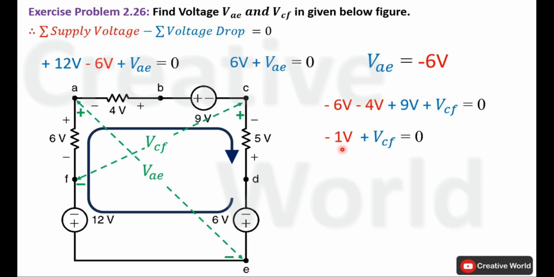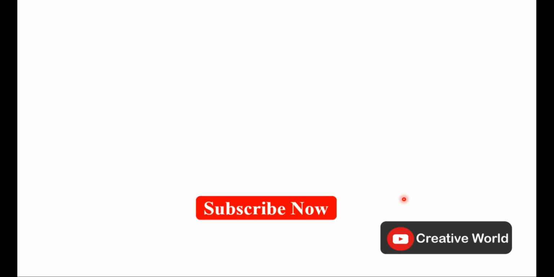Now place this minus 1 volt on the other side of equal to calculate the value of VCF, that will become 1 volt. So voltage VAE inside this circuit is minus 6 volt and VCF is 1 volt. This was exercise problem number 2.26.